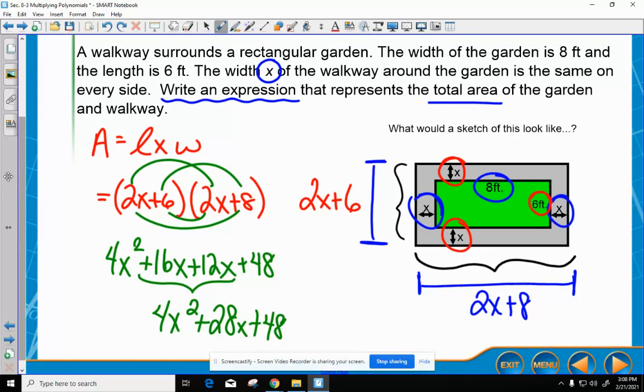So if we go back to the original problem, we wanted a walkway around a garden, and we knew the garden was 8 feet by 6 feet, and we knew that the path was the same all the way around. That led us to these two dimensions. And if I wanted to find the total area, I multiplied them together using FOIL, and I got a final answer of 4x squared plus 28x plus 48. So remember, any binomial times another binomial, I can use FOIL to solve that problem.